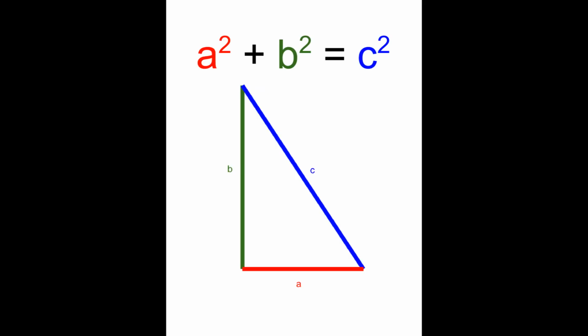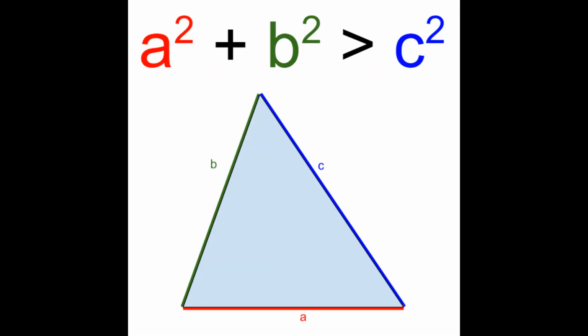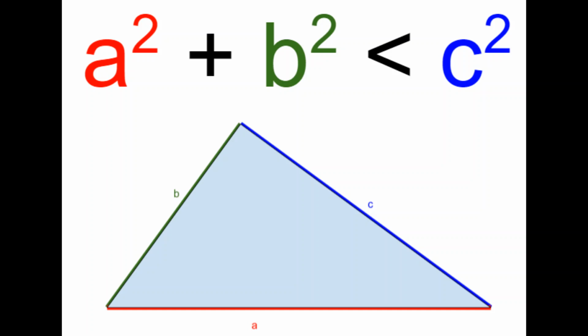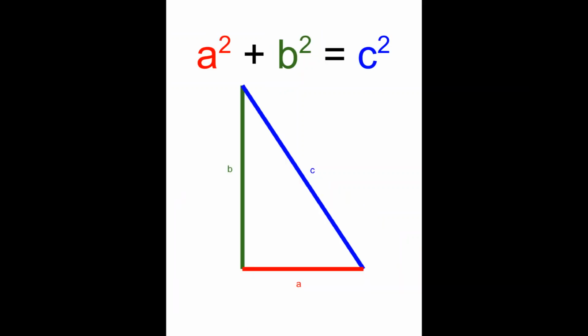Now, let's talk about the inequalities that come with the Pythagorean theorem. In a right triangle, a squared plus b squared is equal to c squared, but in other types of triangles this is different. In an acute triangle, for example, we know that a squared plus b squared is greater than c squared, where c is the longest side. And in an obtuse triangle, a squared plus b squared is less than c squared, where c is the longest side. These inequalities allow you to classify a triangle as acute, right, or obtuse based on its side lengths.